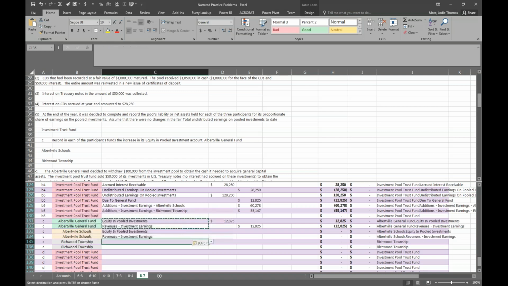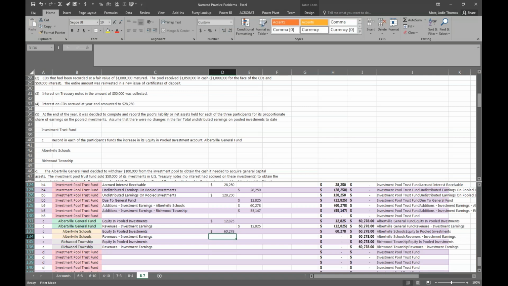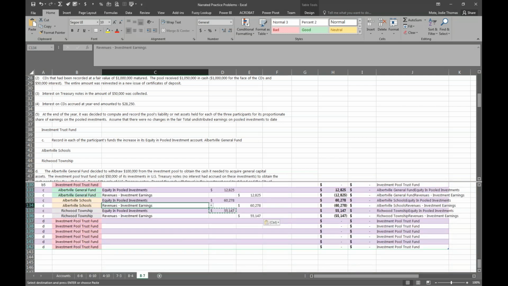You see what I mean about internal versus external? That's only relevant for the financial statements of the investment pool trust fund, not each of these entities. They're still going to record the earnings from the investment as well as the assets as investments on their books. But on the investment pool trust fund, the City of Albertville General Fund is what's going to be presented as a liability, so that it will kind of wash out with the general fund when those financial statements are prepared.